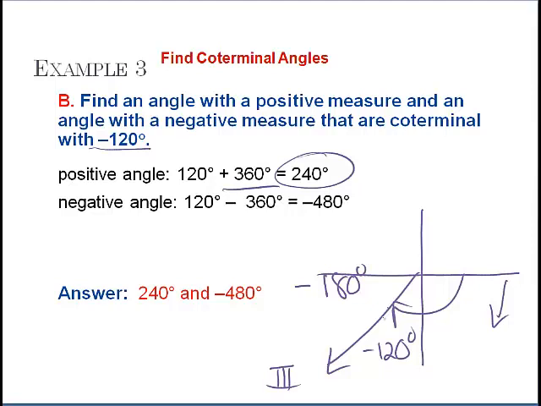I'm just looking at my work here. That should be a negative there, and that should be a negative there. That makes more sense. These are our coterminal angles.